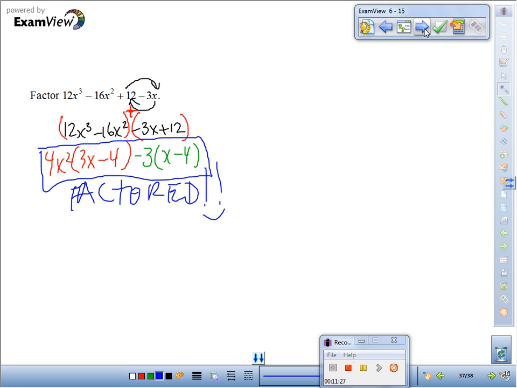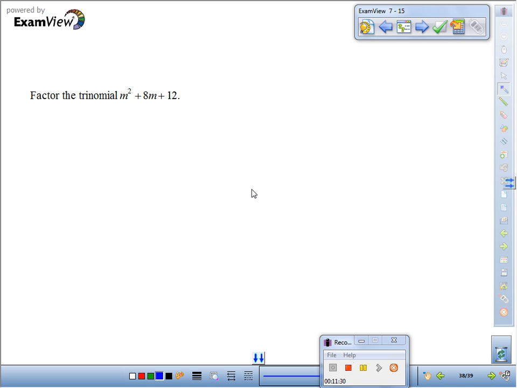Okay, let's go to the next one, number 7. Factor the trinomial, m squared plus 8m plus 12. Okay, choose someone, please. Pete. Parentheses. Power Ranger. 12 on the top. 8 on the bottom. Two times 6. M plus 2 times M plus 6. Hands if you got that.